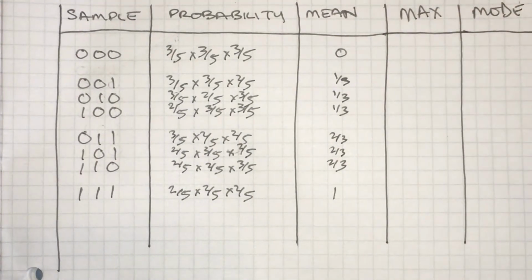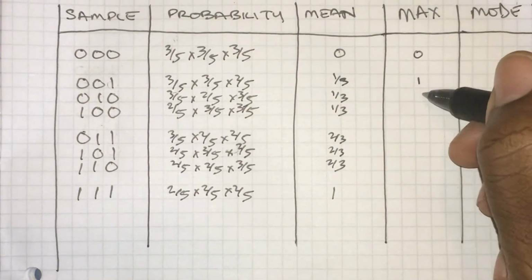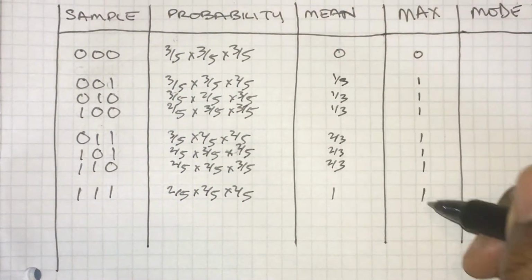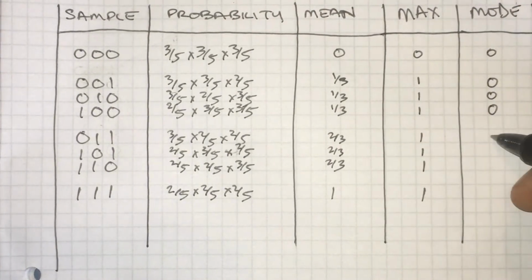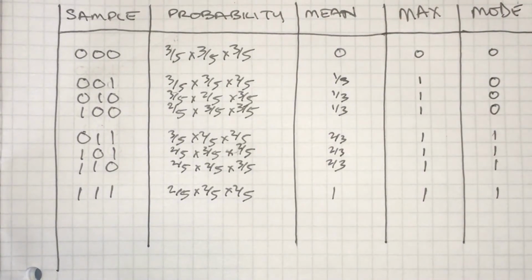I could do a similar thing with other statistics. What's the maximum value I can get for each of these samples? 0 and then 1s. What about the mode? What's the mode of each of these samples? So I've got 3 different statistics. Just going to work with the mean for now.